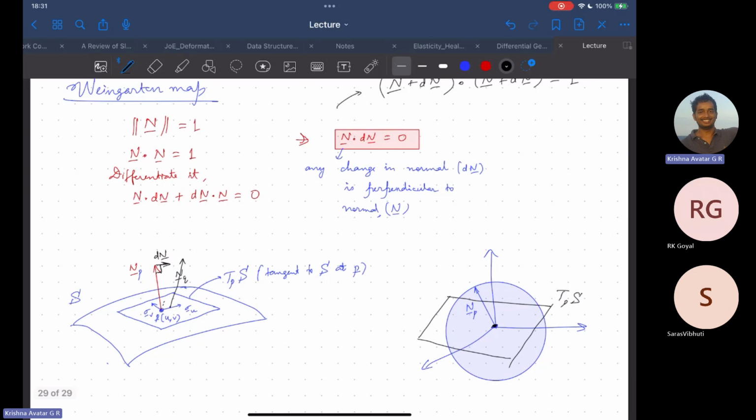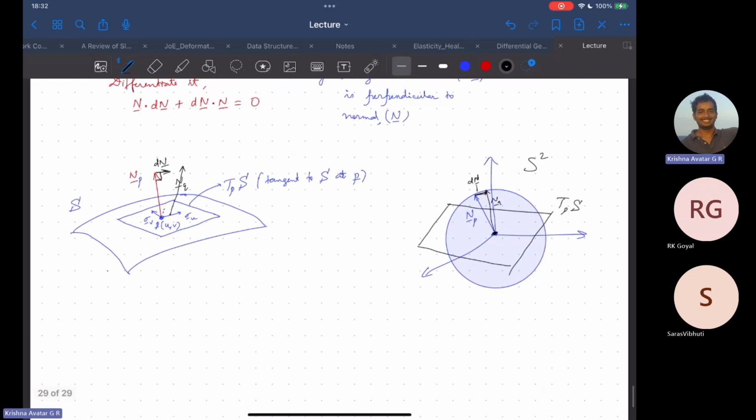But if you're looking at the Gauss map, here it was very simple. You just join this, right? This is like NQ, and this will be the dN vector. Here it's straightforward to do, because in the Gauss map the normal vectors are just vectors which end on the surface of this sphere. Fine. So far so good. We are able to see what is going on.